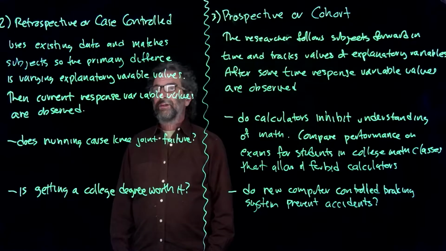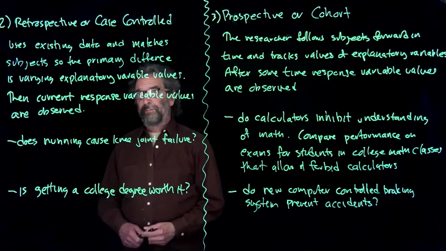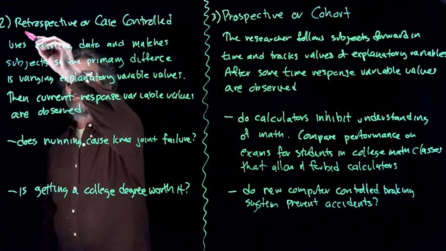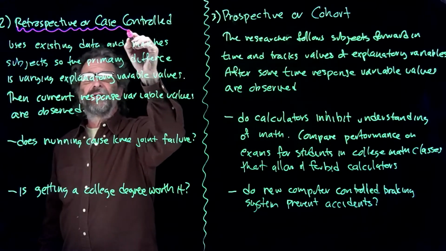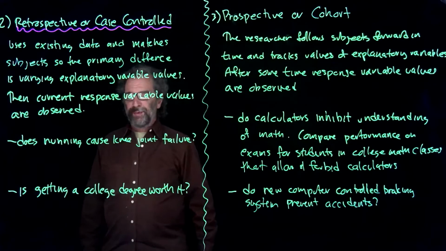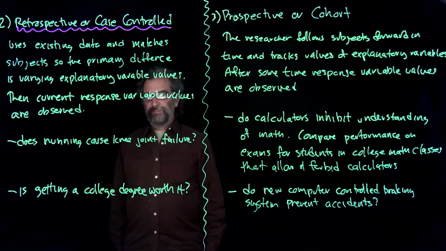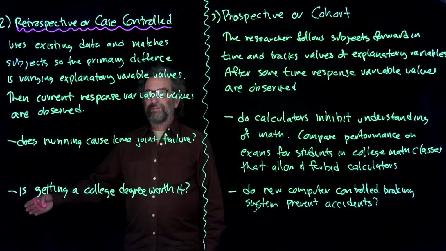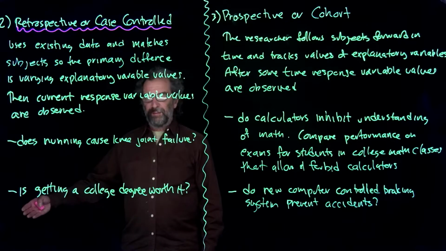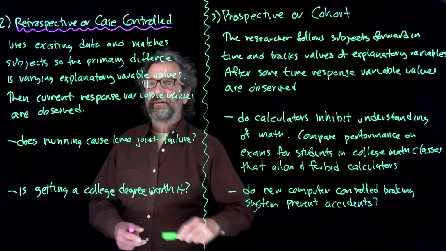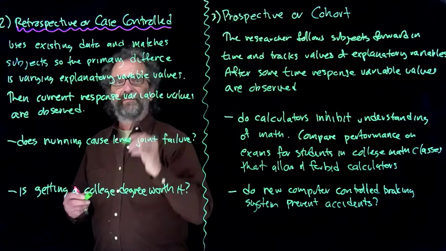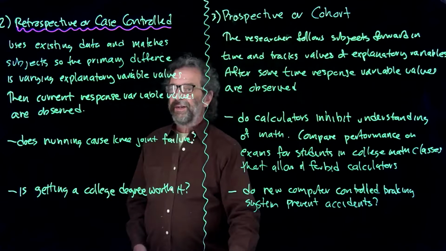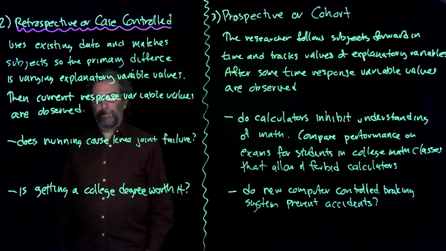So now we're looking at two other observational study types. The second one is called retrospective, or sometimes called case-controlled study. Retrospective means looking backwards in time. You look backwards in time, you find some data, and match subjects up so that the primary difference is the varying levels of the explanatory variable, which I can't spell. Very good. Then the current response variable values are observed.